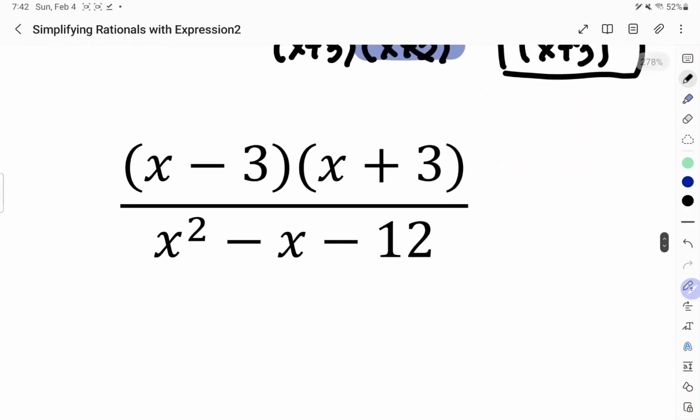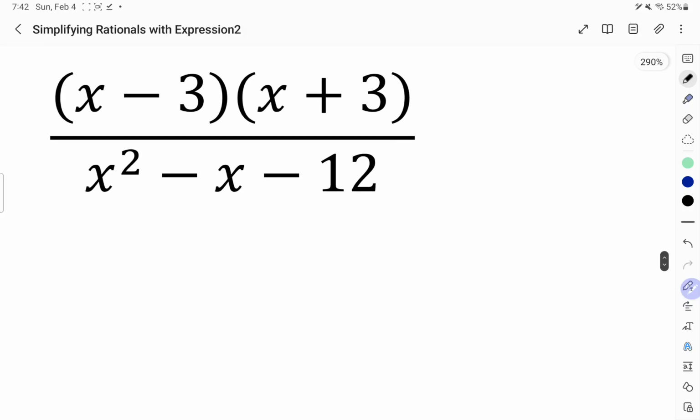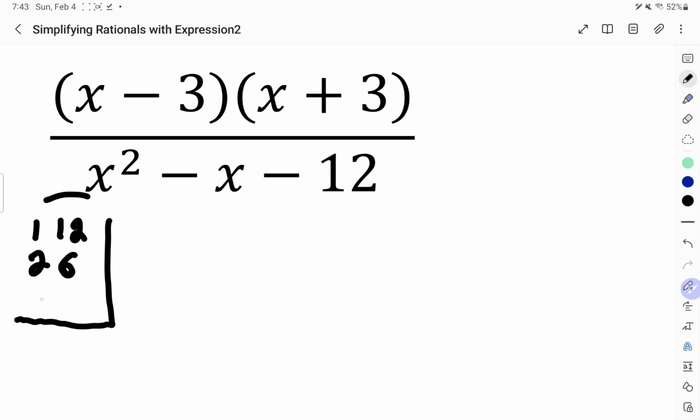Now let's go ahead and do the other one. You're going to notice that this time I have my trinomial on the bottom. So what we're going to do is just factor it. It's pretty easy, same process. I notice there's nothing in the front, so I'm going to find factors of 12. 1 and 12, 2 and 6, and 3 and 4. Now I'm going to see which pair gives me the middle number, negative 1.